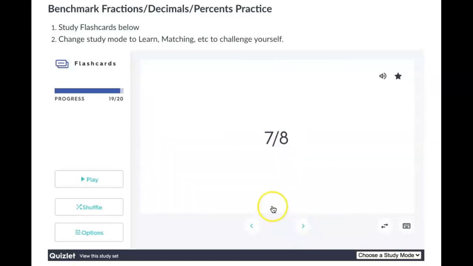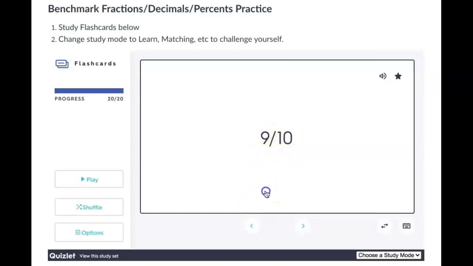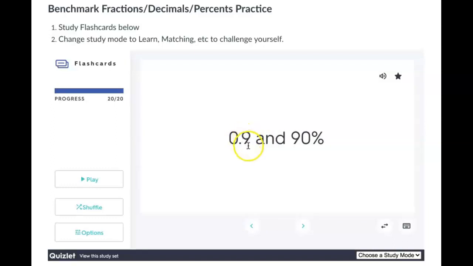What about 7/8? 7 divided by 8, 1/8 added together 7 times. What would that be? 875 thousandths, or 87 and 5/10%. Please memorize these benchmark fractions. And finally, what would 9/10 be? 1/10 9 times. 9 divided by the number 10. That would be 9/10, or it would be 90 hundredths, or it could be 90%.